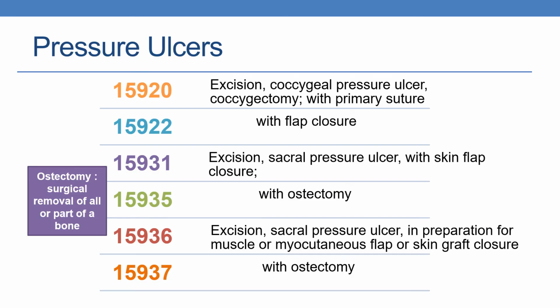Now coming to the CPTs of pressure ulcers, the first CPT is 15920, which is excision of coccygeal pressure ulcer, coccygectomy with primary suture. And the next is 15922, excision coccygeal pressure ulcer, coccygectomy with flap closure. The next is 15931, excision sacral ulcer with skin flap closure.